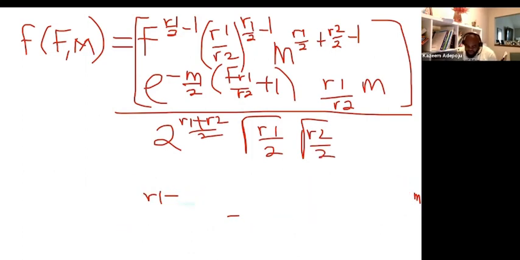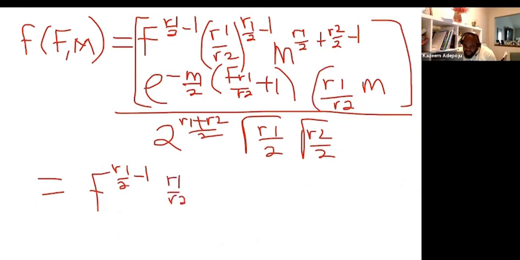Now this is looking messy, right? We've got to simplify all of that. In the simplification now, F raised to R1 over 2 minus 1, R1, R2.